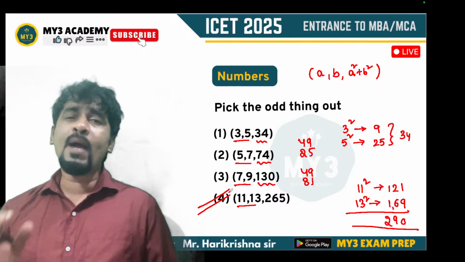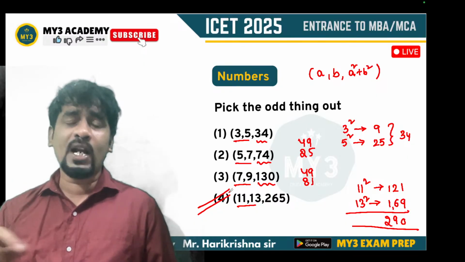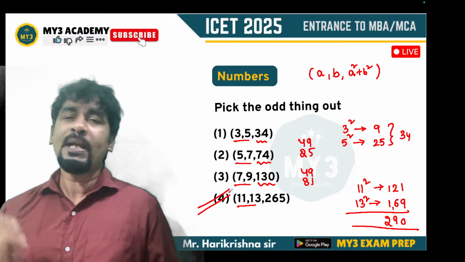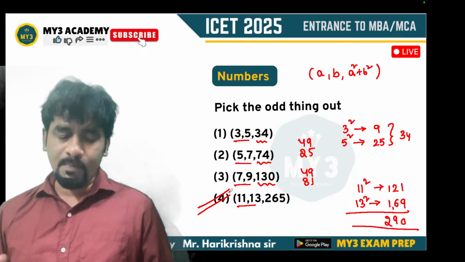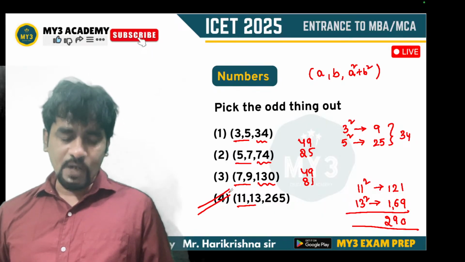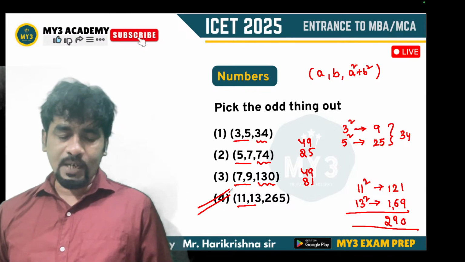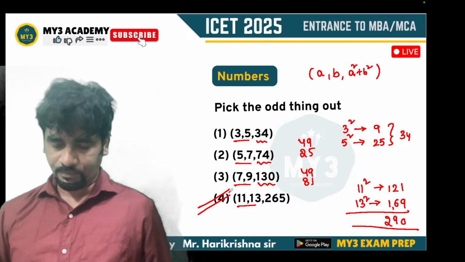So in all the odd man out questions, our task is to pick the one which is showing a different property. Pick the one which is different. That will be the answer choice. So here we are able to see the answer is going to be option 4. Option 4 is 11, 13 and 265.